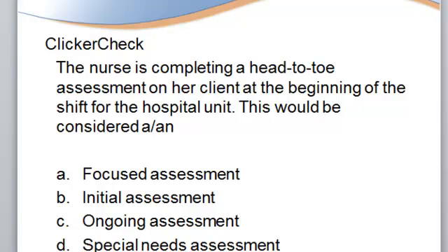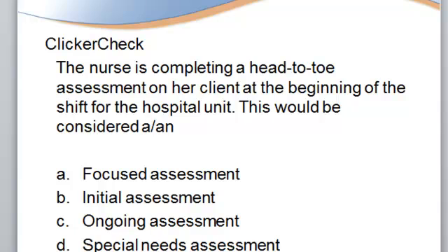This is what they call a little clicker check. If we were in class, we would have little clickers, and we could all click the right answer, and we'd all see it in a graph kind of form. So since this is online, this is kind of a fun thing to do.